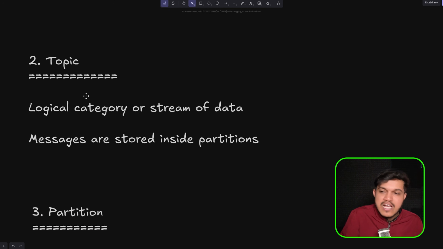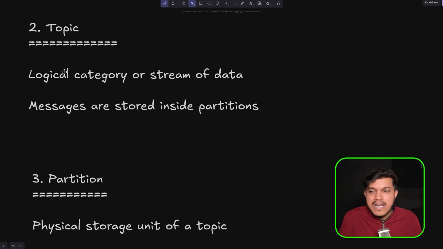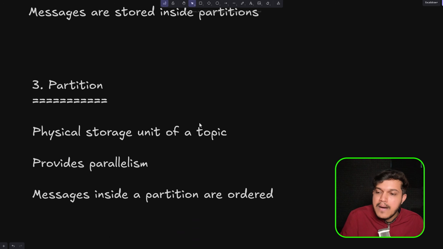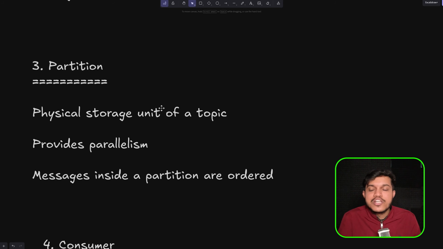Kafka topic, again a very important part, is the logical category or stream of data. Messages are stored inside the partitions which are there inside the Kafka topic. It is the place where the publisher will publish and the subscriber will subscribe to the data. Partition is a part or unit of a Kafka topic which provides parallelism. Messages inside our partitions are in proper order, and every message is given a number. That's where the offset comes into the picture.